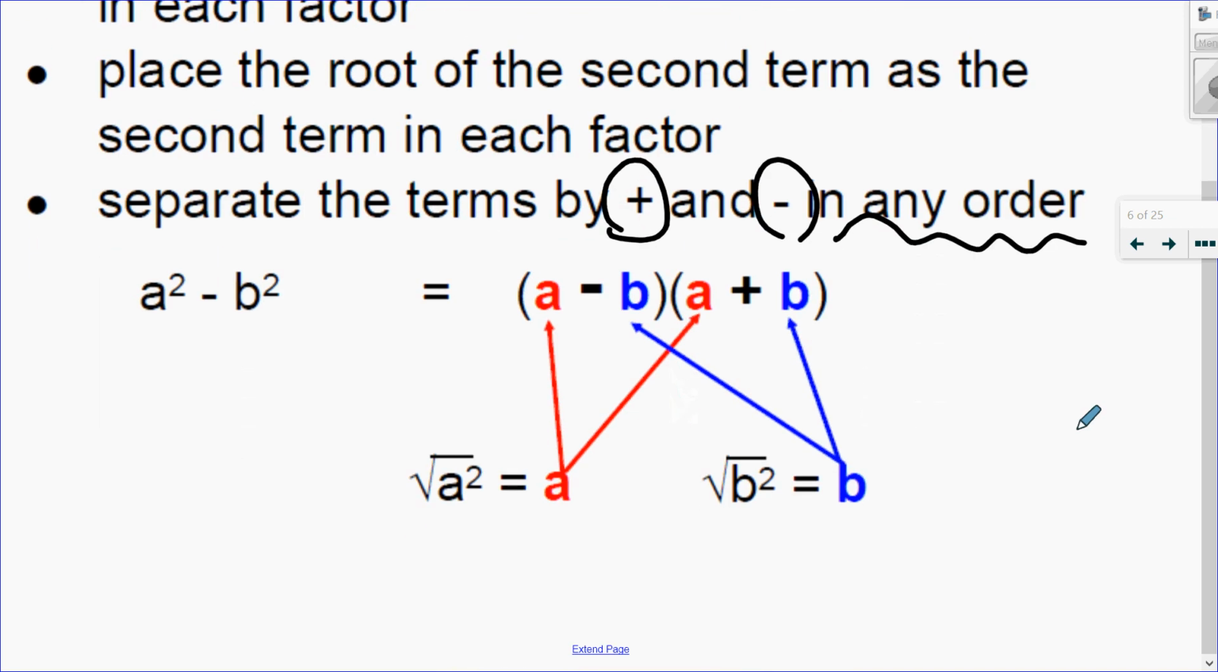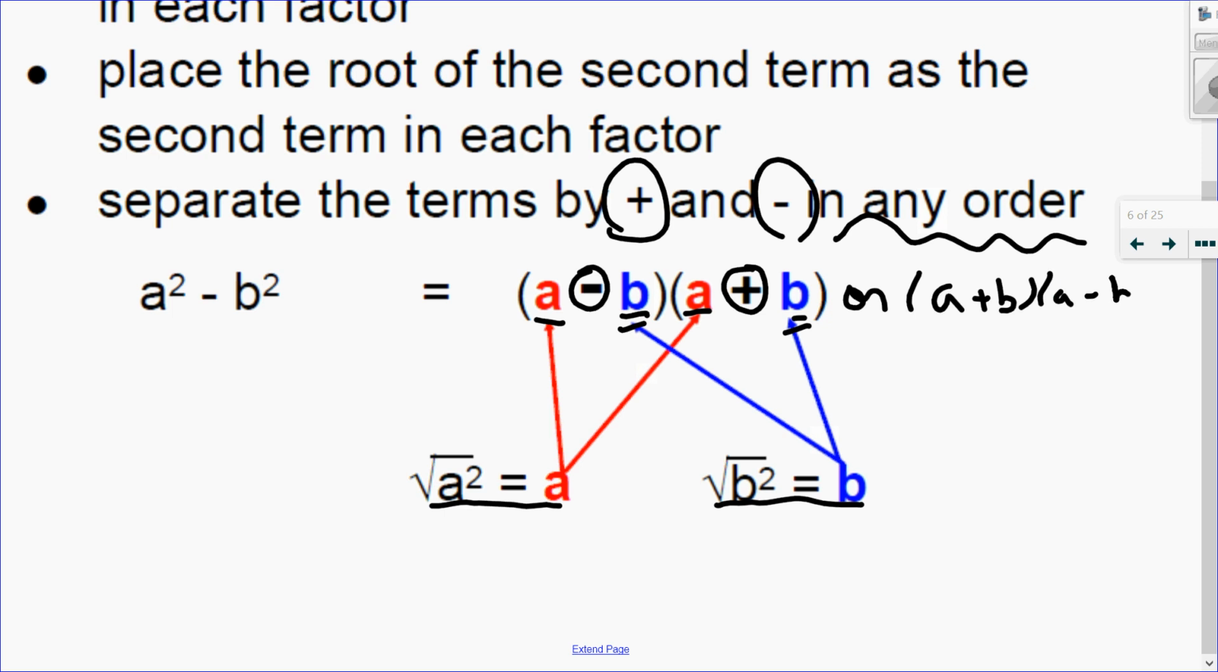So here's an example. If I have a squared minus b squared and I want to factor that, the square root of a squared is a. It goes as the first number in each bracket. The square root of the second term, b squared, is b because half of 2 is 1. And it goes as the second term in each one. And then I just add a term and subtract a term, or subtract add. Either is fine. So this is correct, or I can do plus minus. Either is good.